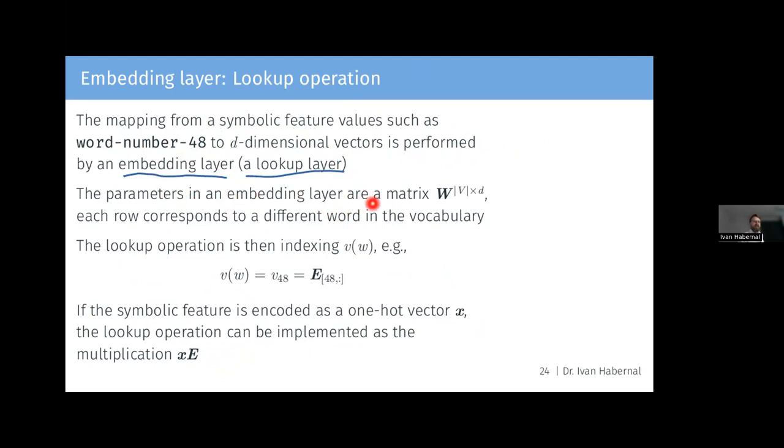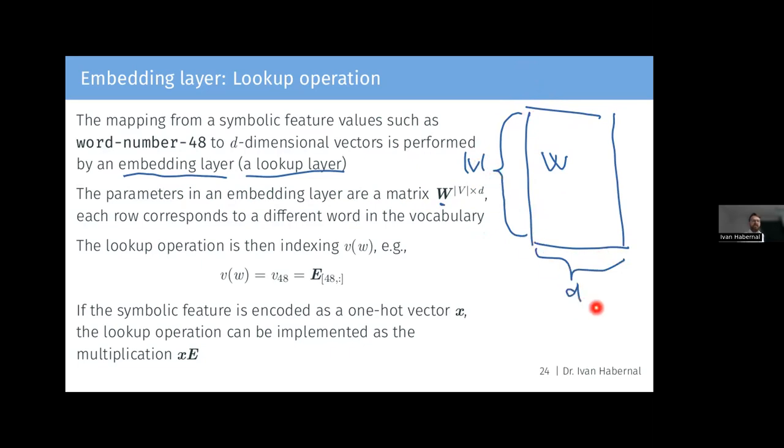So the parameters in this embedding layer are the matrix W, which is the size of the vocabulary times the dimensions of the embeddings. For example, this would be a matrix W, where this is the size of the vocabulary, and this is the dimensionality of the embeddings. Then, say the indexing is for the word at position 48. I'm just going to slice at position 48, take this row, and this is my representation of the word at position 48, which might be the word cat, for example.